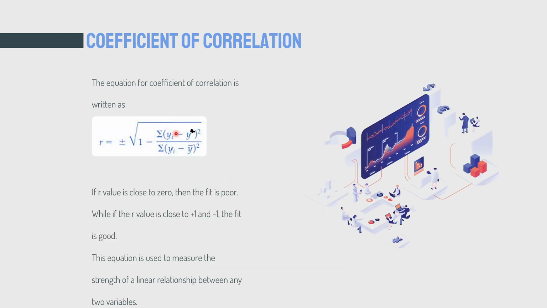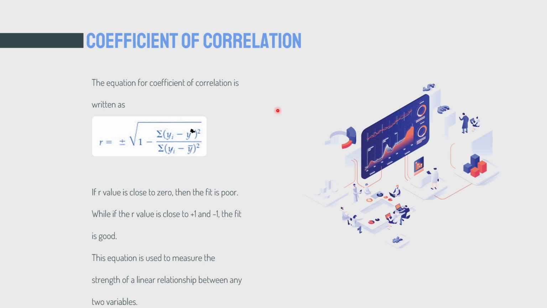Now, the equation for the coefficient of correlation: luckily, scientists spent a precious time of their life to come up with an equation that will let you easily implement it and know the correlation between factors. Now, R would equal plus or minus the square root of 1 minus the summation of yi, remember the observed values, minus y star, which is the calculated values, to the power of 2, over the summation of yi minus y bar, which is the mean of the values, to the power of 2.